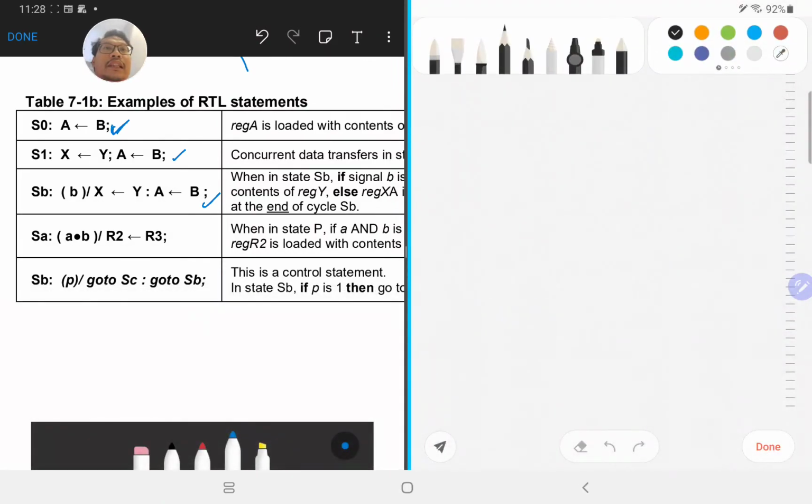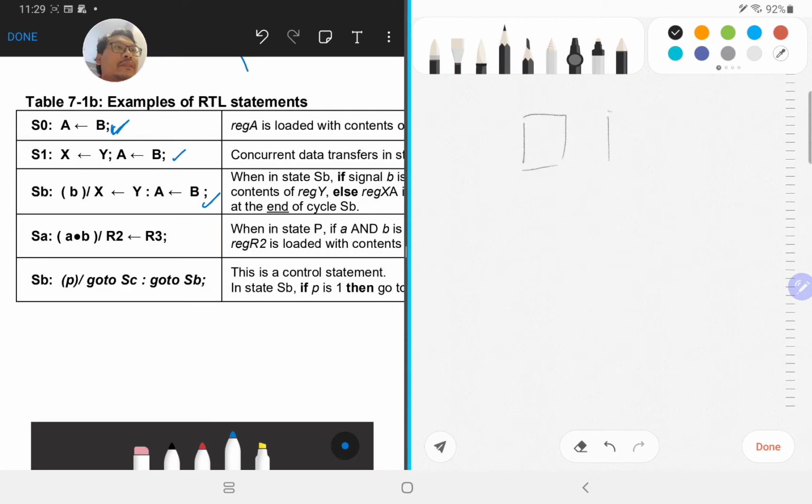Okay, so how to visualize this? When you're in state SB, which is a state that we cannot really see, we're saying that if we are in that state, we are going to check B. If B is true, then we are going to transfer Y into X. If B is false, we are going to transfer B into A.